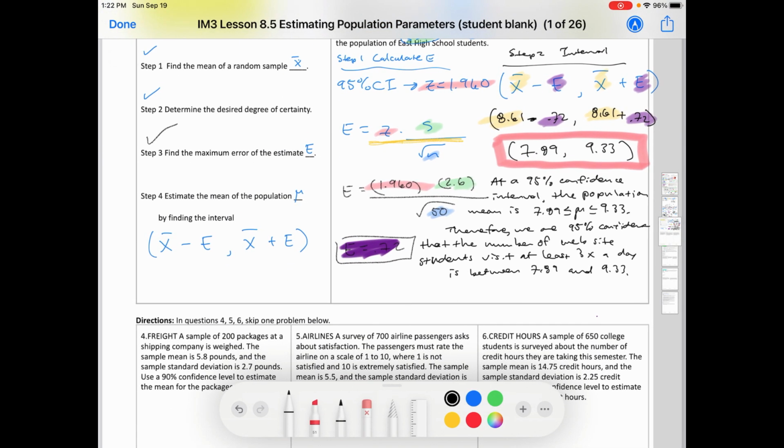All right, directions in questions 4, 5, and 6. Skip 1 problem below. Go ahead and try those on your own. We're basically using the same information we did in 8.51 to calculate E, and then now you're just using the interval.